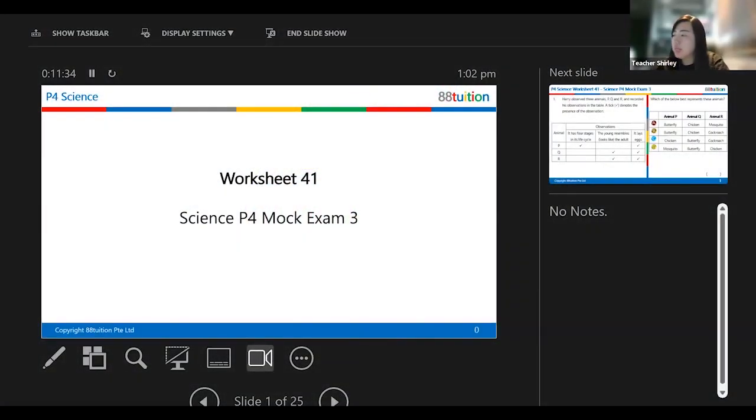Okay, so we will get started with our P4 mock exam paper 3. What I usually do with my class is we'll get started with the MCQ questions first. Once we're done with that, we will have an activity in between, and then after that, a short break. Short toilet break. Then we come back for the open-ended questions.